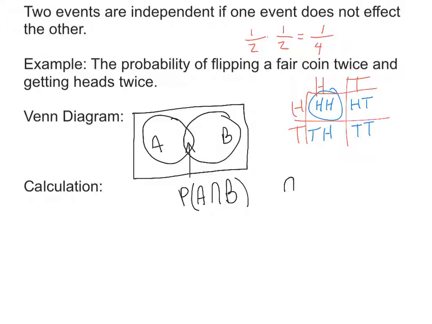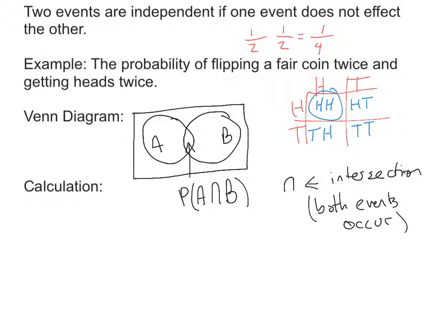This symbol means the intersection of these, where both events occur. Okay, and then we calculate that by finding the probability that A occurs. In the example above, it was 1 out of 2, times the probability that event B occurs. That's multiplication there. And that's how we do that.